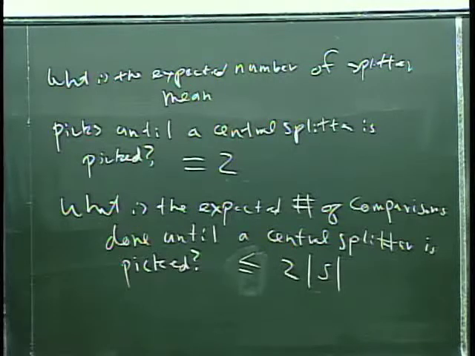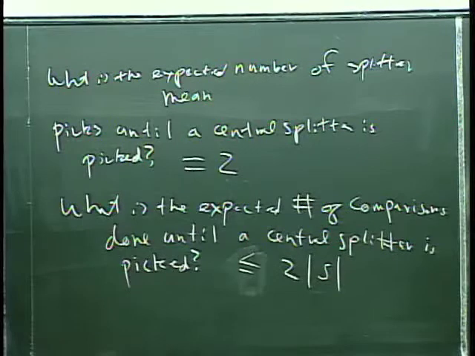So that's what we want to analyze, and for some reason I don't have it in my notes here. But let's think about this. So when you pick a central splitter, we're looking for the kth smallest at this point. Now we don't know what k is, okay?